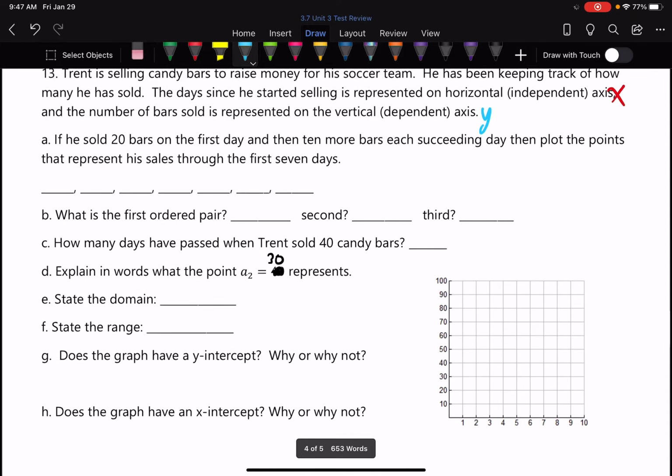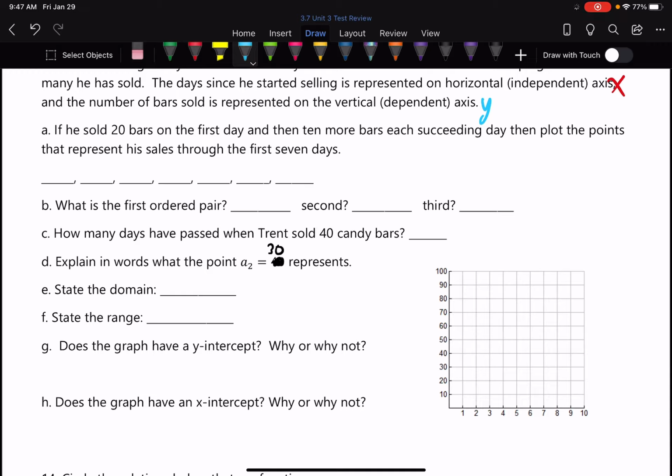If he sold 20 bars on the first day and then 10 more bars each succeeding day, then plot the points that represent his sales through the first 7 days. So, if I'm plotting this, I know my initial value is 20, and it tells me the difference is positive 10. 20 plus 10 is 30. 30 plus 10 is 40, 50, 60, 70, 80. I'm just adding 10 each time.